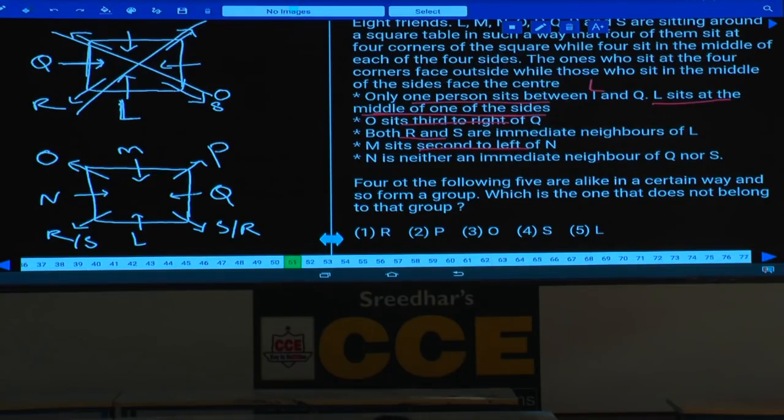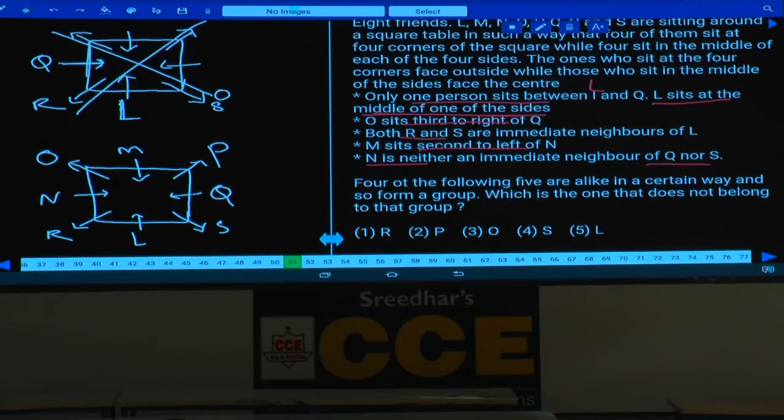Then what is the last information here? N is neither an immediate neighbor of Q nor S. N cannot be an immediate neighbor of Q or S, hence N cannot be adjacent to S, hence S cannot be here. As S cannot be here, then who will be here? R will be here. If R is here, then R cannot be here again, S will be here. Now this is the final arrangement. Done with this? What is the order here? L, R, N, O, M, P, Q and S.